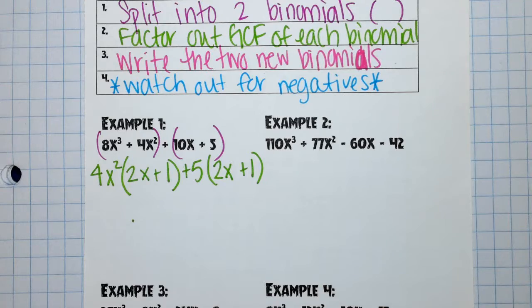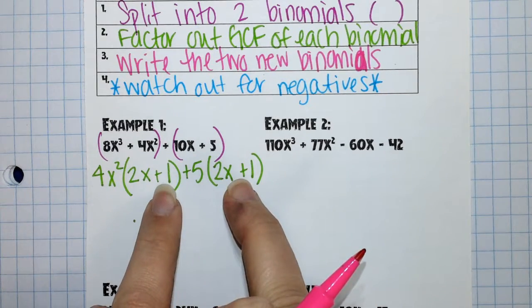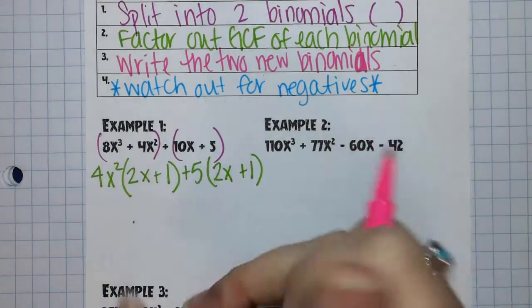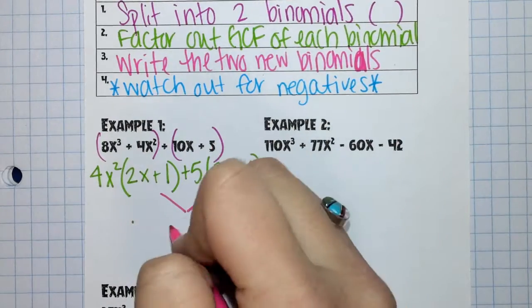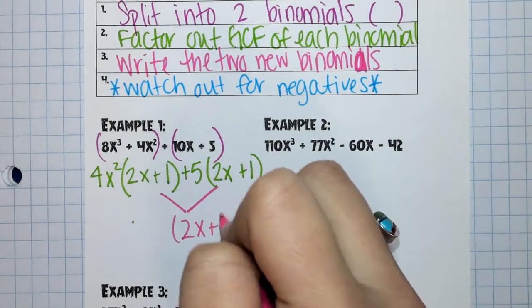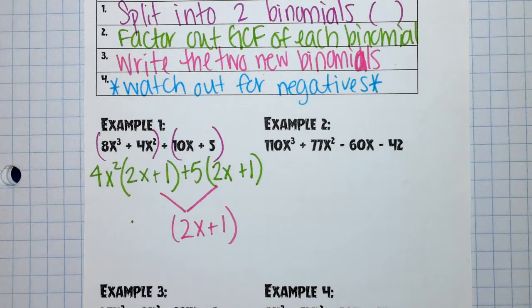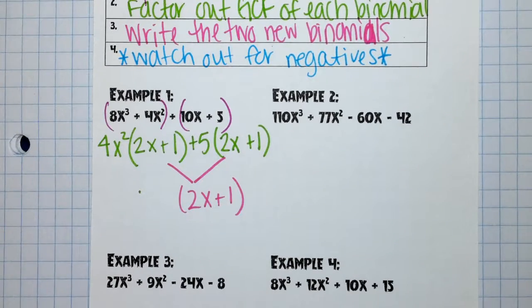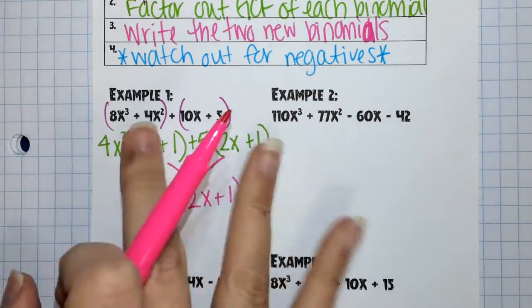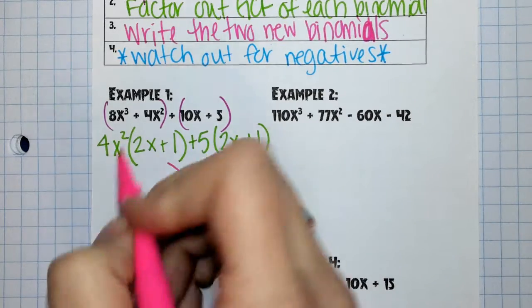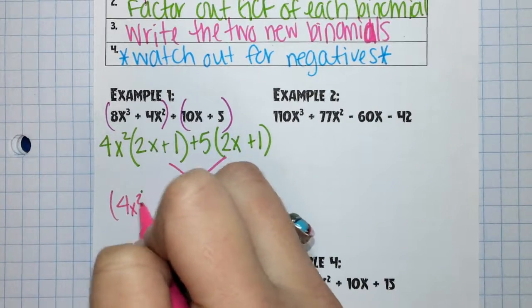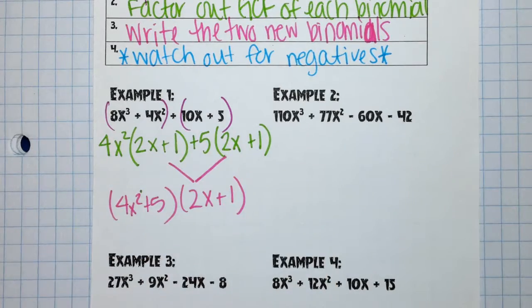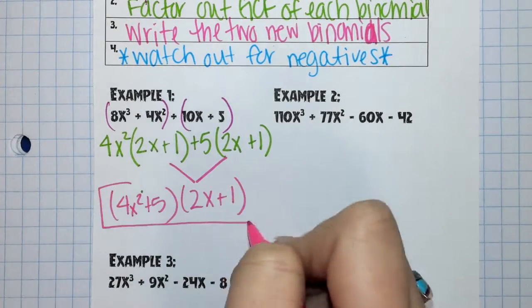Okay, now, do you see how they both have this in common? Where it says write the 2 new binomials, you take the 2x plus 1, and you're going to put it right here. Now, what's left over if we take out the 2x plus 1? We took this out. What's left? 4x squared plus 5. That's it. And you're done.